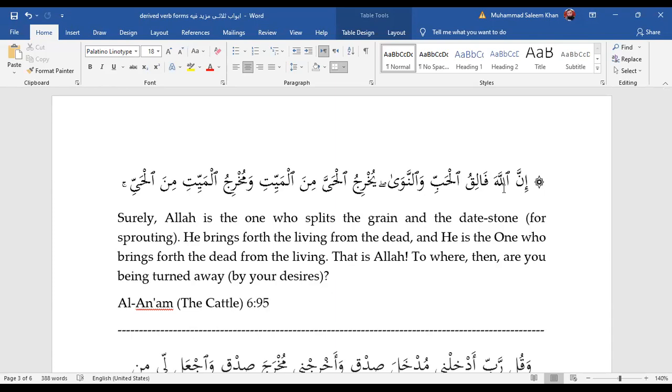Okay. What about the next one? Faliq is the doer, right? It's on the pattern of fa'il, so it is fa'ilun and faliqun. So at least we can figure out that here it is the doer. So faliq is basically the one who breaks.